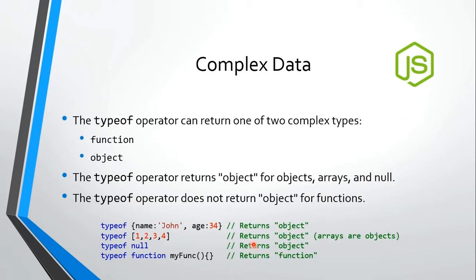We also have the complex types, but there is not a long list of them. We have function and object, and we can check with the typeof operator. Typeof will return either an object or a function. The JavaScript object, which is a key-value pair, returns as an object. But arrays in JavaScript are also objects. And null, as we discussed earlier, is also treated as an object in JavaScript. If we get the type of a function, or of a variable in which that function is stored, that would be a function. So that's the complex data in JavaScript.